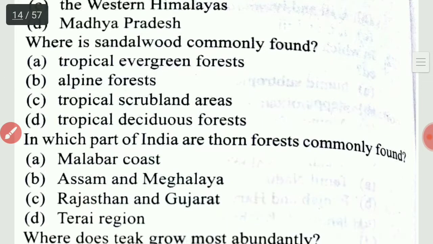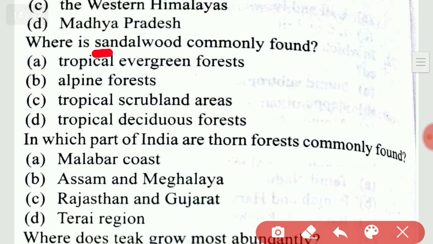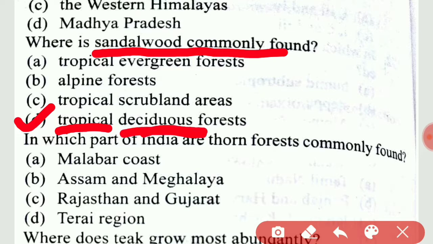Next, where is sandalwood commonly found? That is an important question. Sandalwood is commonly found in option D, tropical deciduous forest.